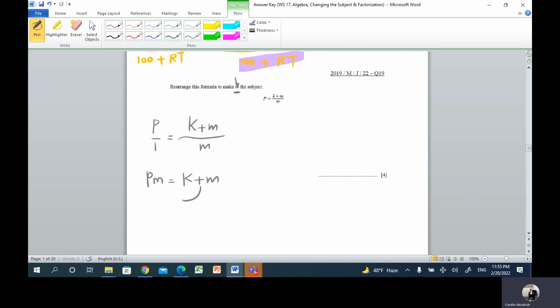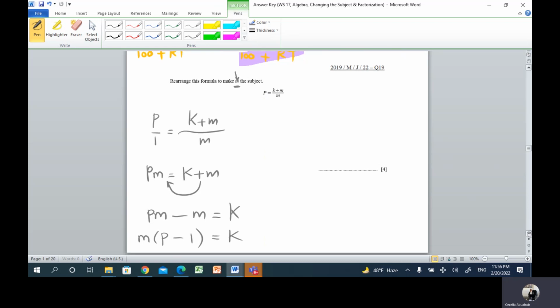So we're going to send this m to the other side. pm is originally there, and we're transferring plus m from the right to the left side of the equal sign, so it becomes minus m, equal to k. m is my subject, so I need to factorize m because it is in two terms. If I bring the m out, m times p is pm, and m times minus 1 gives me minus m. This is equal to k.